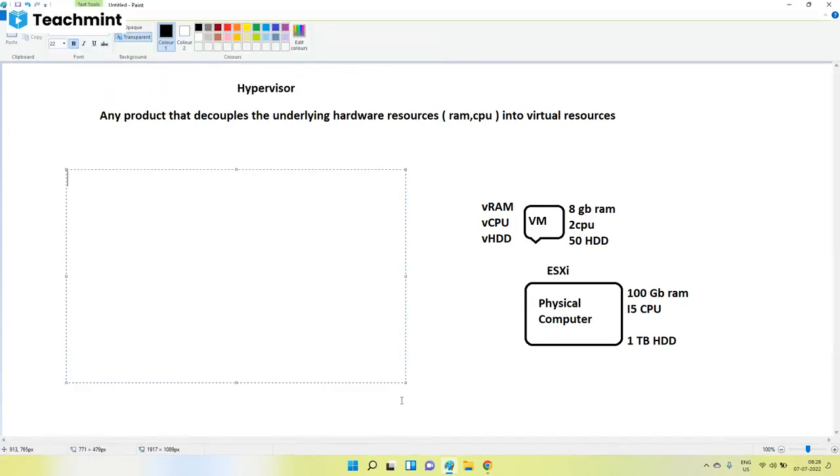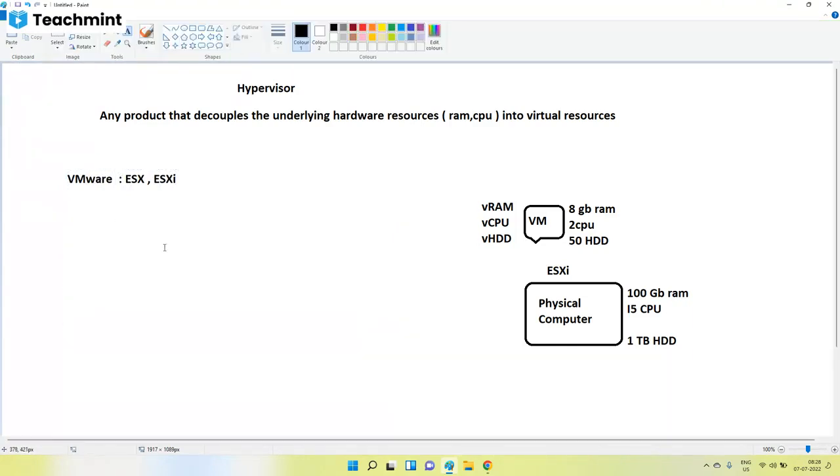So ESXi is an example of hypervisor developed by VMware company. ESX and also ESXi. Even though ESX is not available now, we'll just list it. For a few days we can understand that.